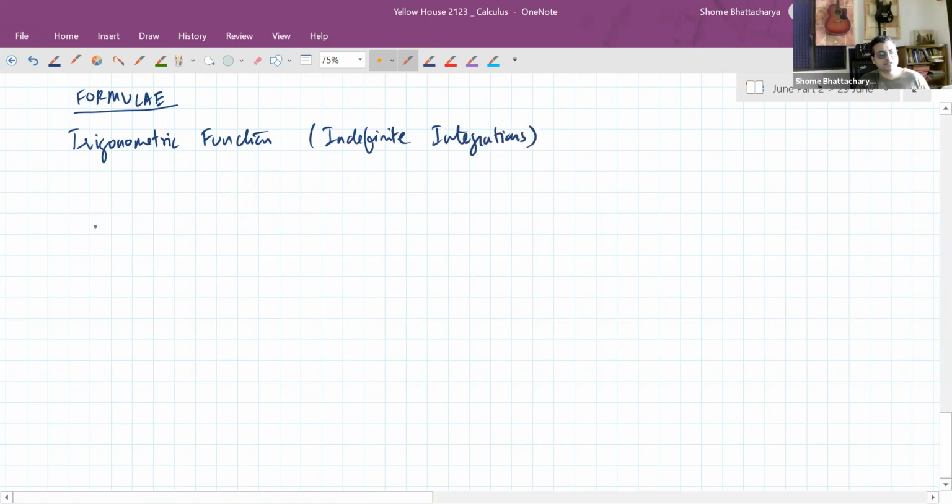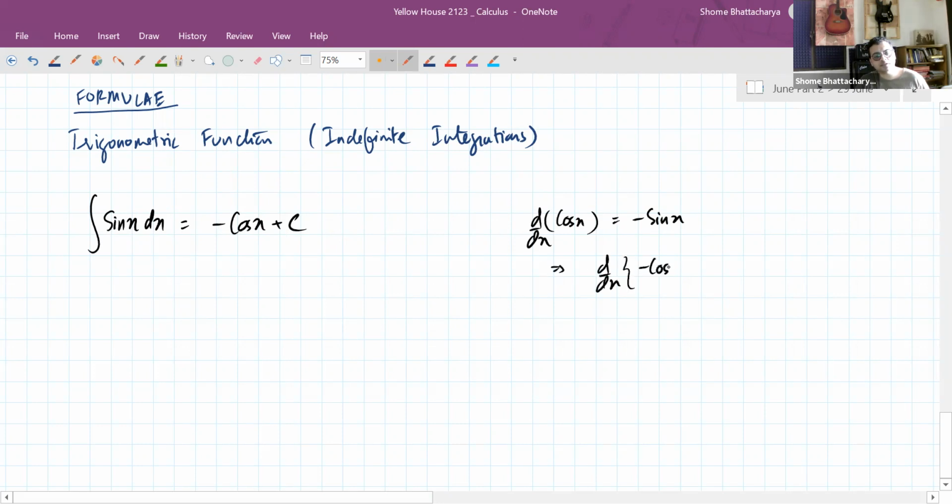So the two basic ones are very simple to understand. Integration of sin x. It's very logical to understand that it will be minus cos x plus c, because we know that the differentiation of cos x is minus sin x. So to get rid of the minus sign, we have to transfer the minus sign this side. So differentiation of minus cos x plus, of course, any arbitrary constant will give us sin x. So there's a simple logic for this particular formula.